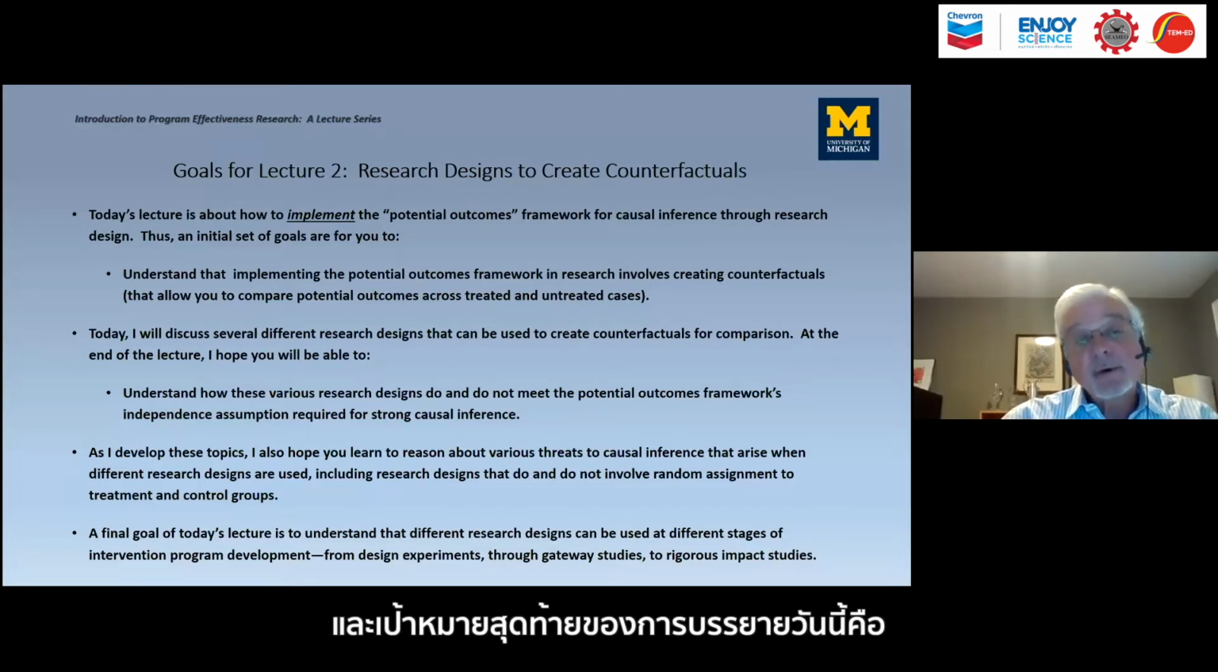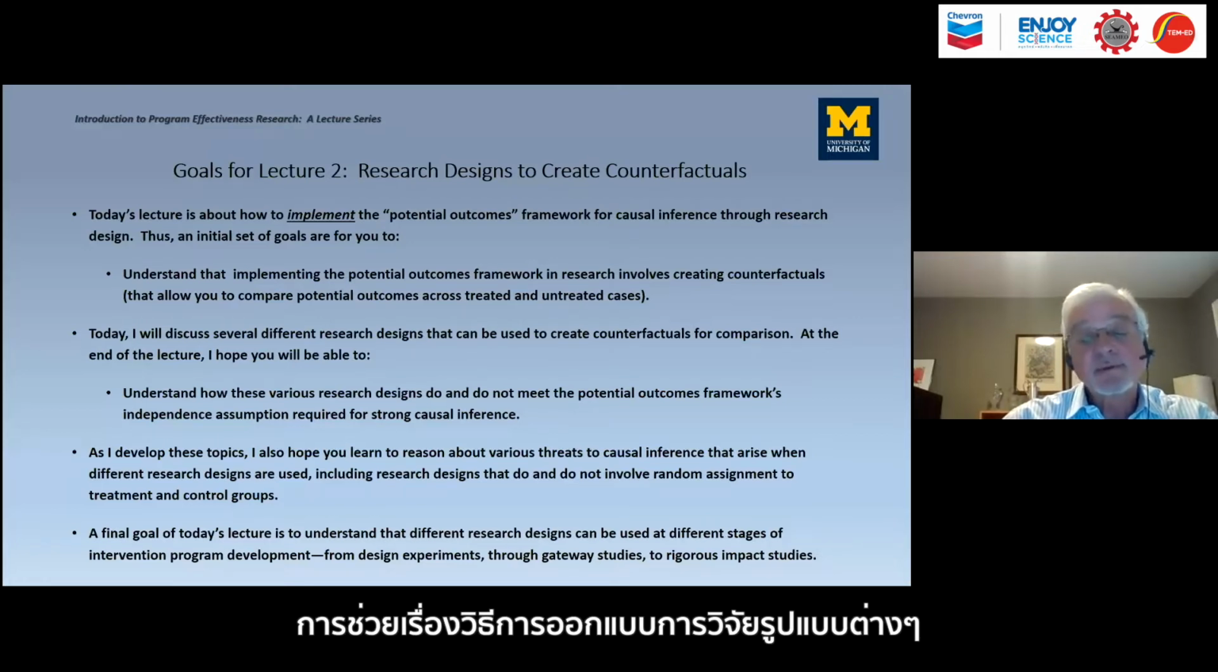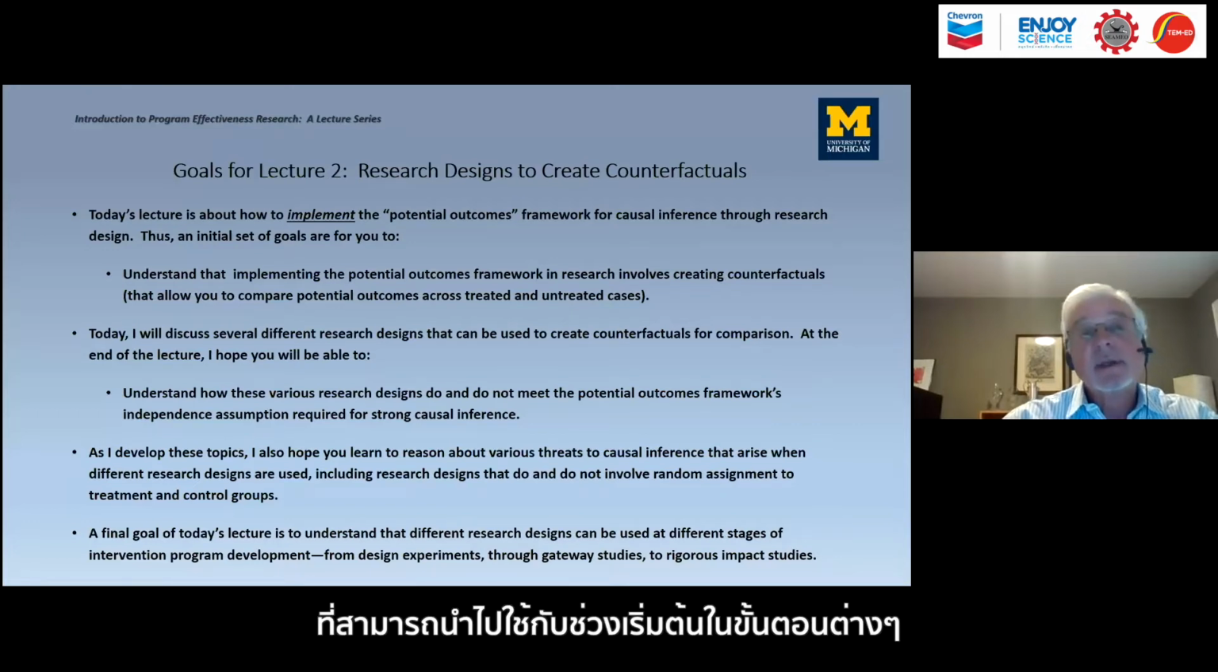And a final goal of today's lecture is to help think about the ways in which different research designs can be used at different stages of intervention program development.